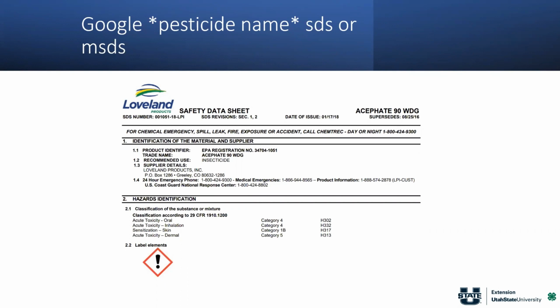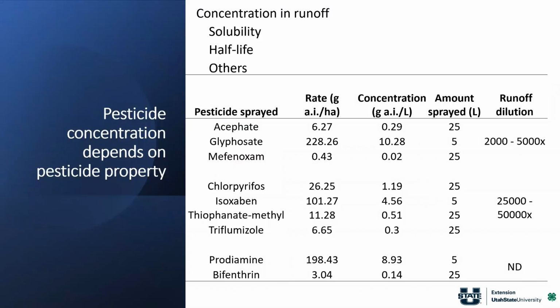So now, these are the properties that might influence or make a pesticide more or less likely to be found in the retention pond. So let's look at an example here. Pesticide concentration depends on pesticide properties. Concentration in runoff depends on solubility, half-life, and other things. Here, I looked at the solubility. And when you look at glyphosate and mefenoxam, their solubility is higher among all these.